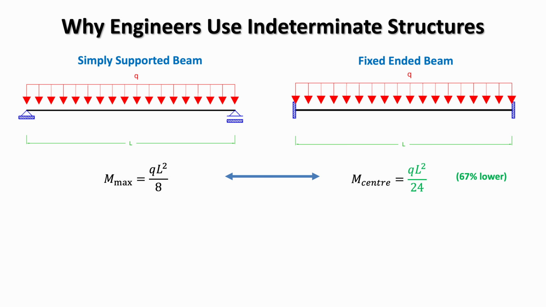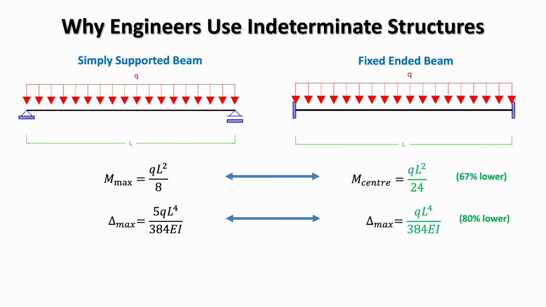Let's first look at the bending moment at the centre of each beam. For the fixed-ended beam, the bending moment at mid-span is approximately 67% lower than that of the simply supported beam. The continuity of the fixed supports allows part of the load to be carried by the moments at the supports, and this significantly reduces the bending moment within the span. Let's now look at the deflection of the centre of the beam. The fixed-ended beam deflects approximately 80% less than the simply supported beam, making it considerably stiffer.